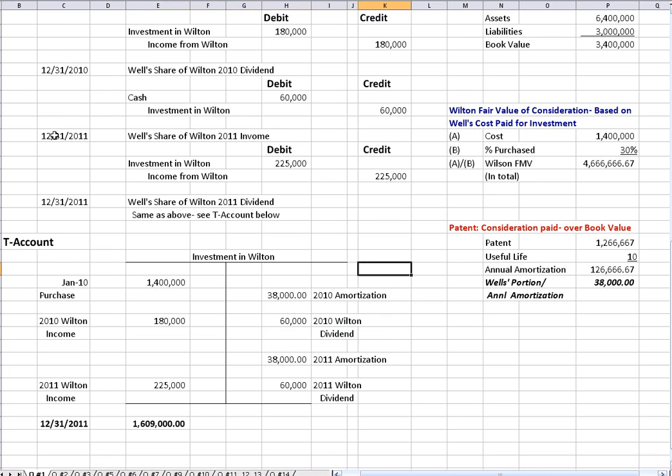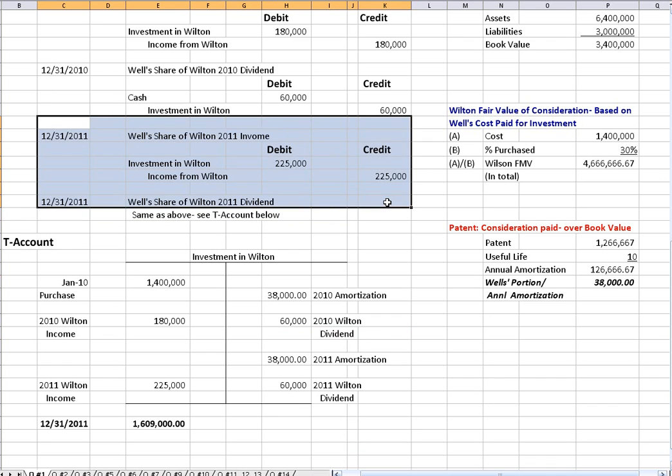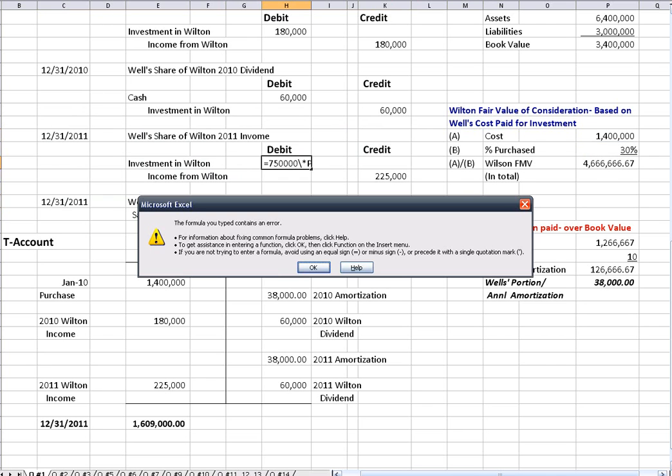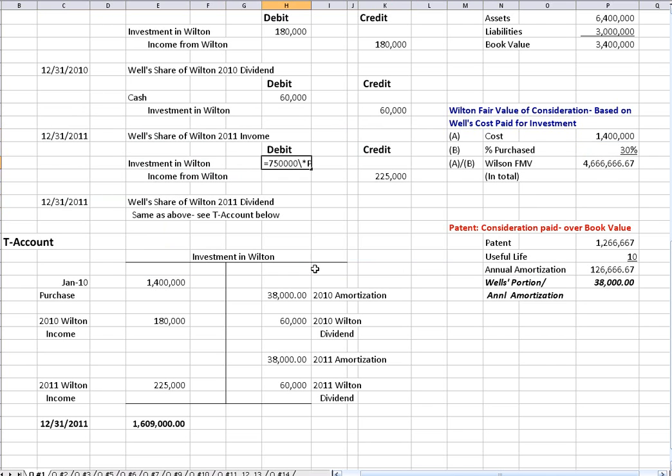Same process in 2011. We have income and we have a dividend. Same deal, we multiply the percentage of ownership by the amount of profit. The amount of the dividend is the same. So I didn't repeat the dividend there.